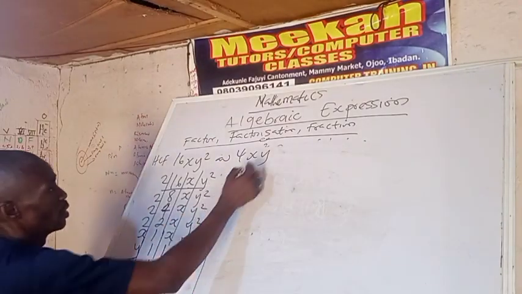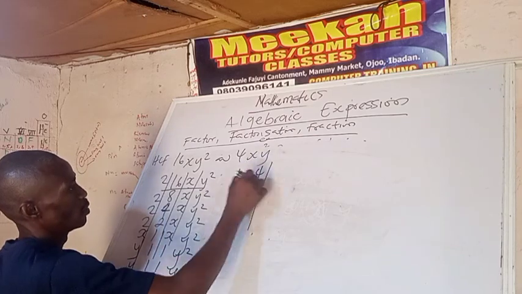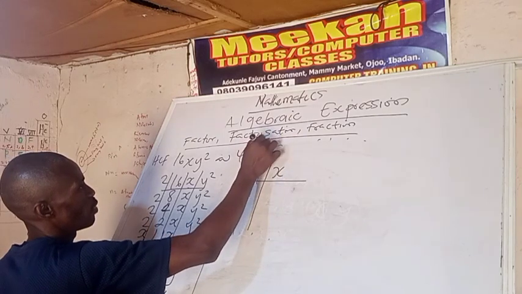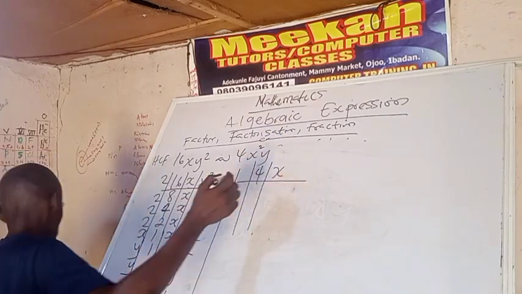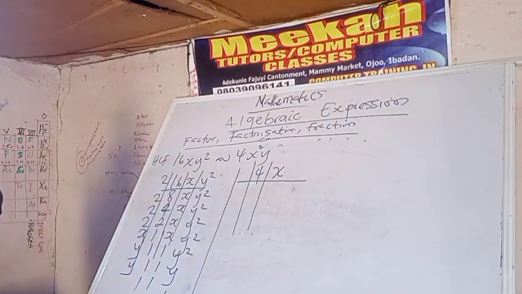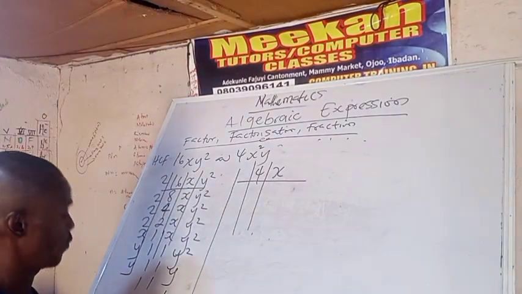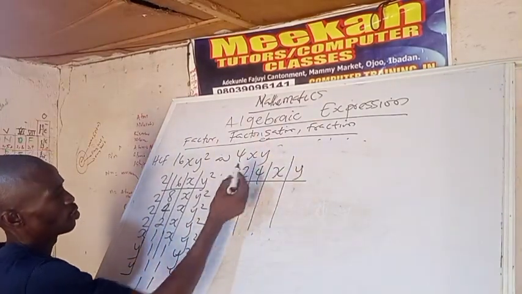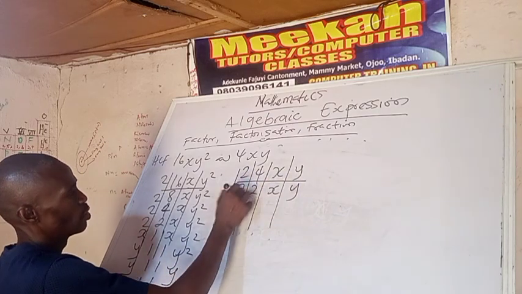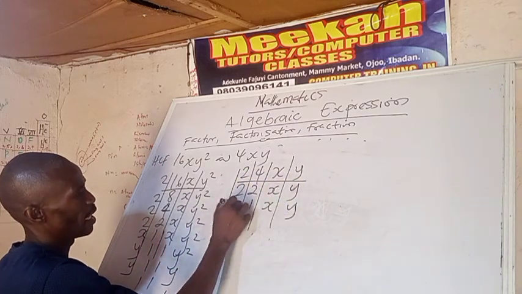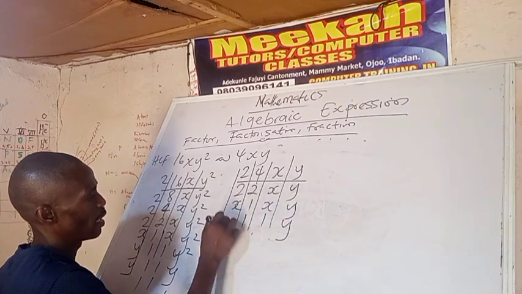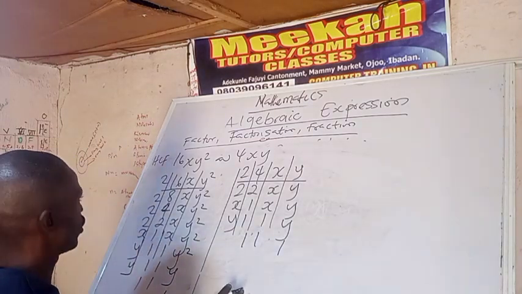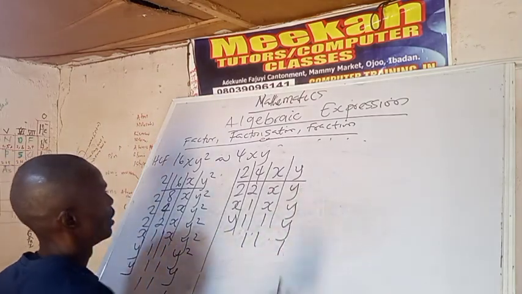Now, I'll go with the second one again. This one becomes 4xy. The question is 4xy. Very good, 4xy. 2 here, what do you have? 2xy. 2 here, 1xy. x here, what do you have? 1, you have y. y here, 1. So, from here, let us analyze all this and bring it out. This is another method of finding the HCF.